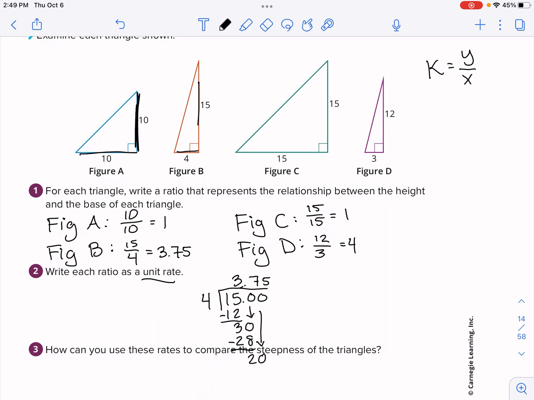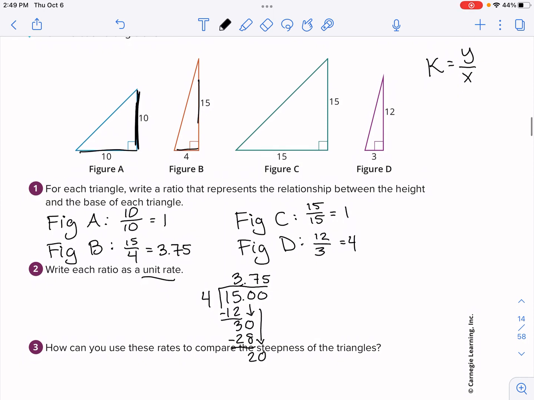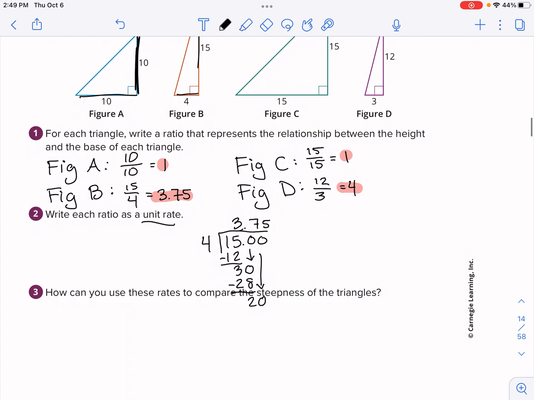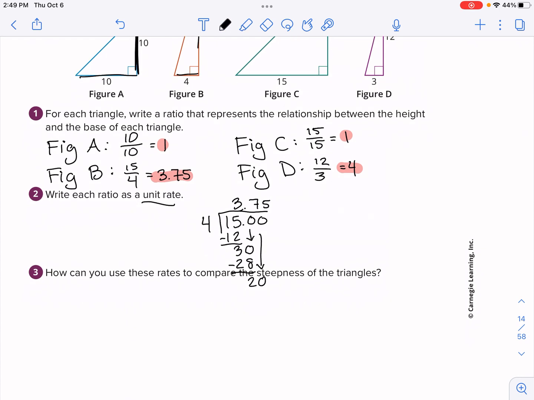All right. Now we've already done number 1 and number 2. Number 3, how can you use these rates to compare the steepness of the triangles? So which one is the biggest number if you're looking at these last spaces here? Okay, the one that's the biggest number is figure D. Figure D is the steepest. I'll put fig D is the steepest triangle.